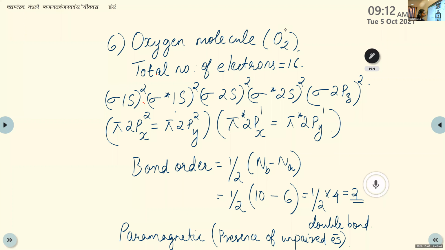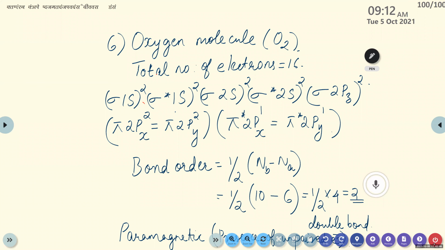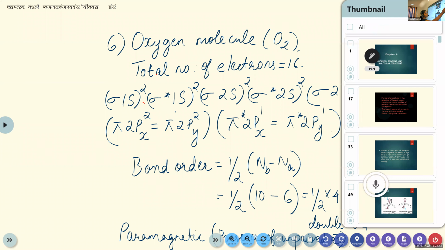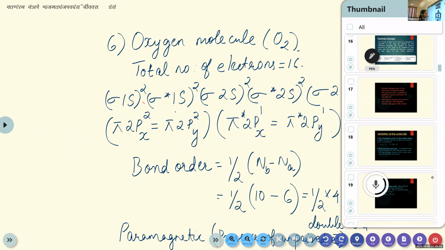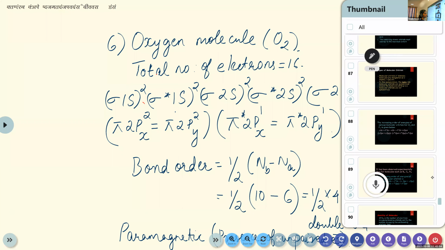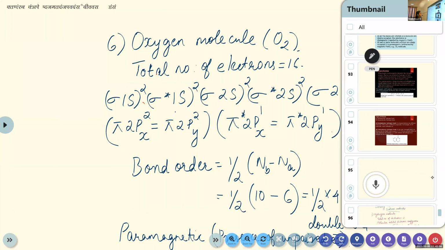So that's about the bonding in homonuclear diatomic molecules. Then only a small topic remaining, that is about hydrogen bond. Shall I move to the next slide? Yes or no? Yes, ma'am.